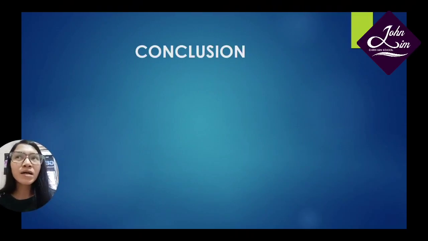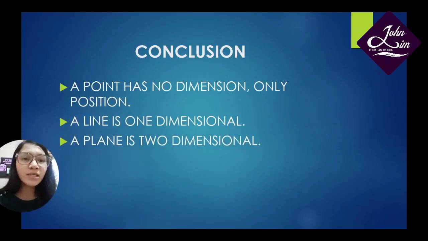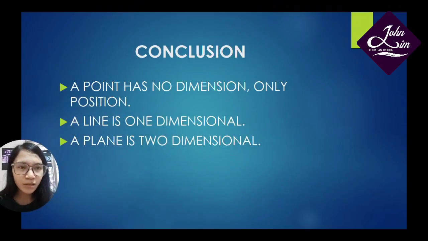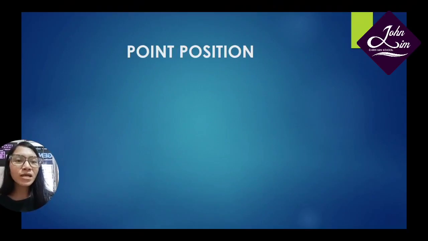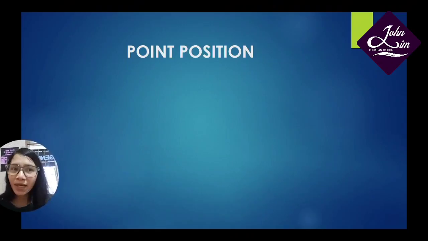Now we have learned about points, lines, and planes. So what conclusion can you get? Okay. The first, a point has no dimension, only position. A line is 1-dimensional and a plane is 2-dimensional. Yes, there are differences between them. So now we move on to learn about point position.